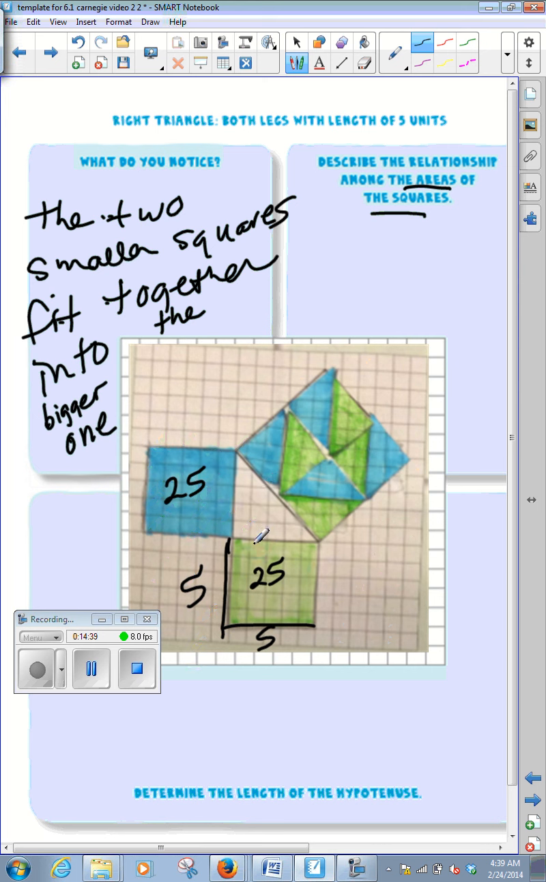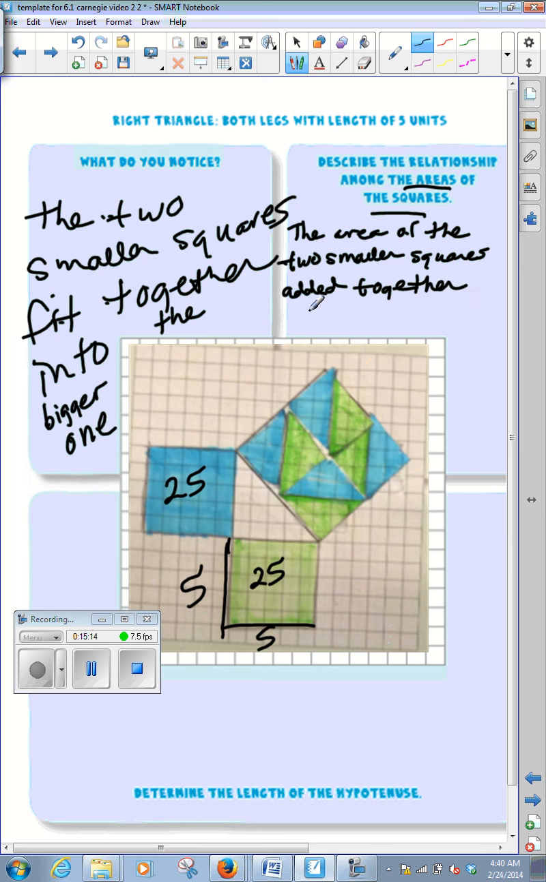Well, if these 2 sets of triangles that you make from the 2 squares cut up all fit into that big square, well then it must be that the area of the 2 smaller squares added together equals the area of the larger square.